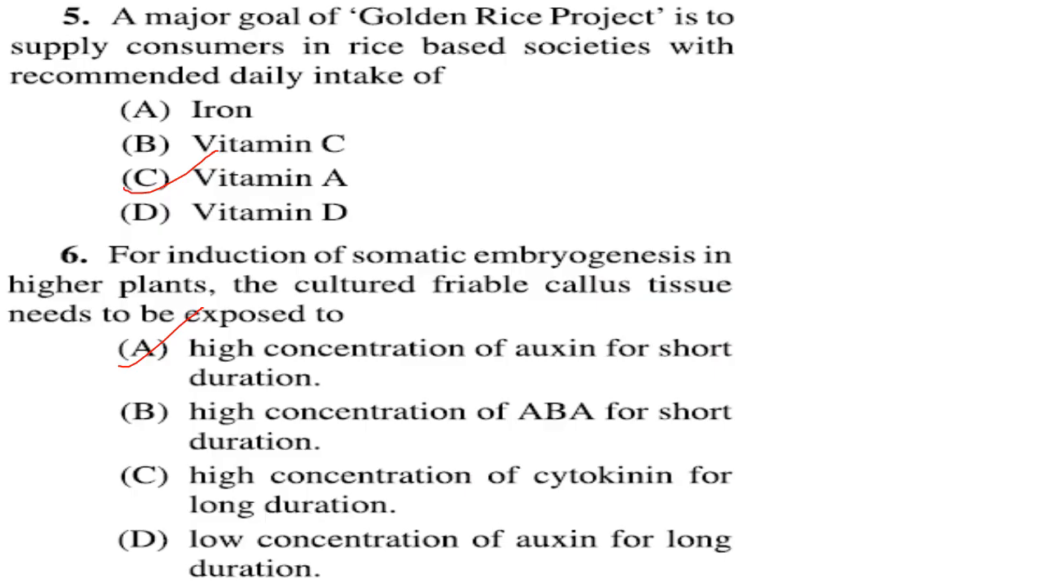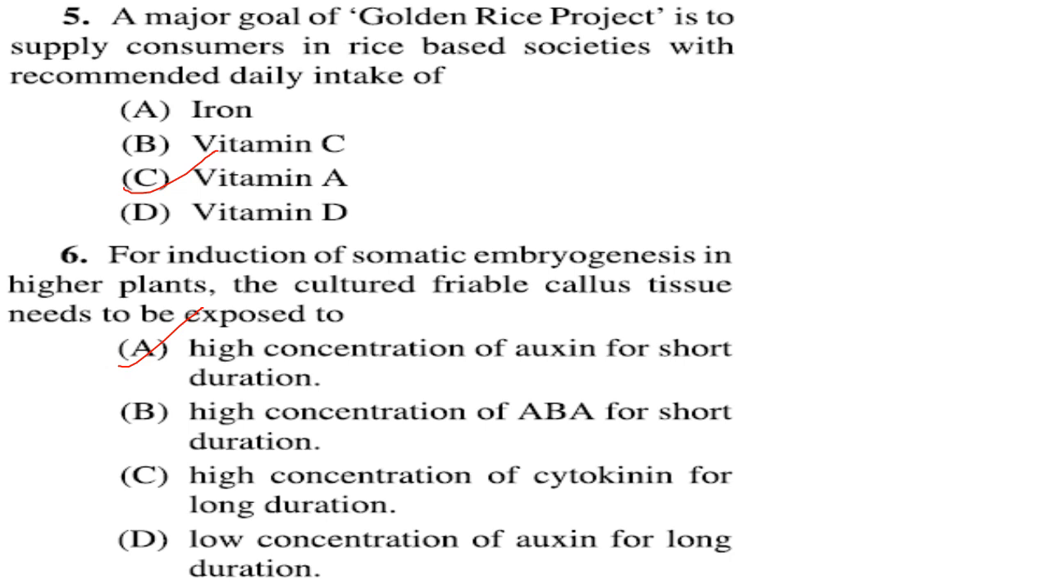Then next one. A major goal of Golden Rice Project is to supply consumers in rice-based societies with recommended daily intake of. So golden rice is a rice produced through genetic engineering to biosynthesize beta carotene, which is a precursor of vitamin A, in the edible part of the rice. It was intended to produce fortified food to be grown and consumed in areas where there is shortage of dietary vitamin A. Answer is option C.